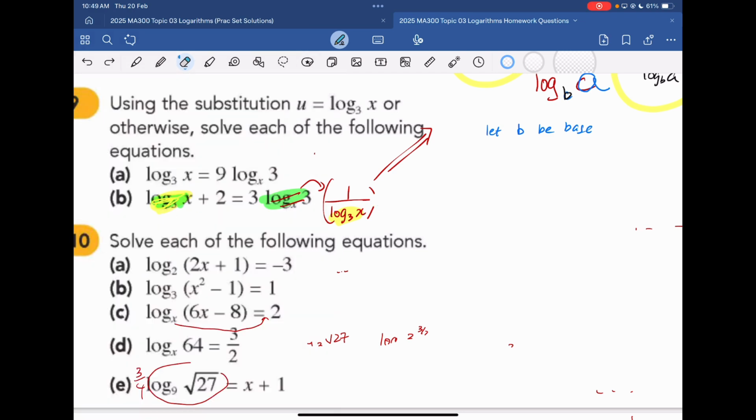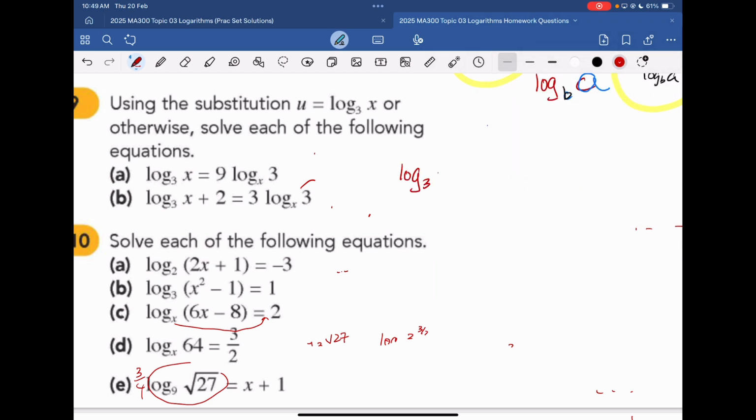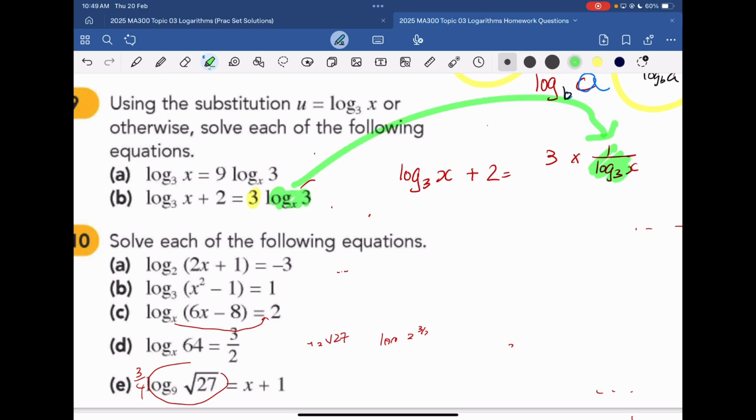So you see, if I do it this way, let me write it out for you so that it's clearer. Log base x of 3 plus 2. Can I say it's 3 times 1 over log base 3 of x? 3 times 1 over log base 3 of x. The green color becomes the green color. Is that okay? Then, now children, I let log base 3 of x be u.